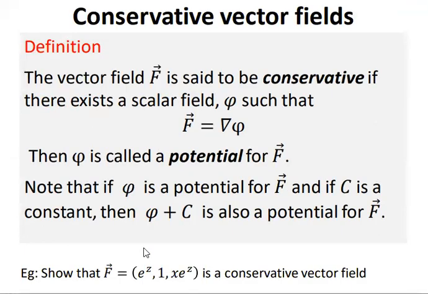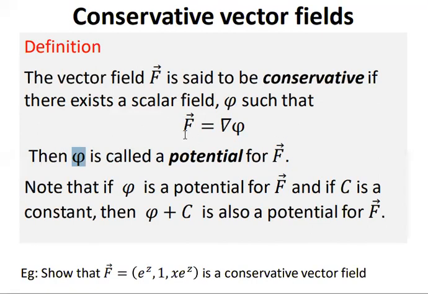And the other one today is the conservative field. A field is said to be conservative if there exists a scalar function whose gradient is equal to that field F. Then we call F a conservative field.